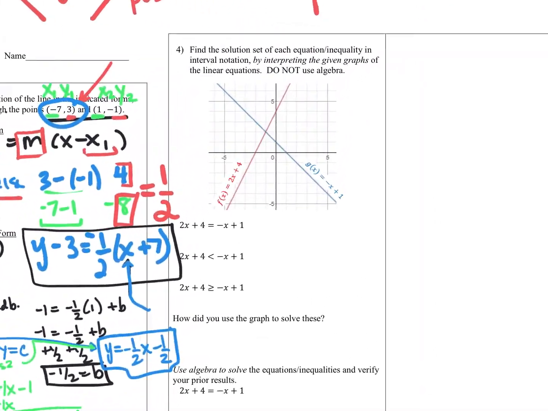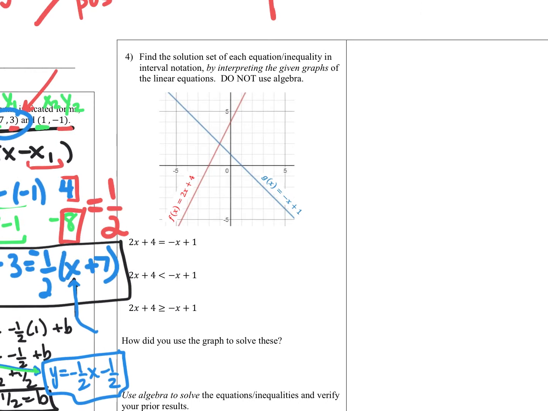All right, and for this last one, it wants us to look graphically at what's going on here. So the first thing that we want to be able to do is say, when are these two equations equal? Well, they're equal right at their point of intersection, which happens when x is equal to 1. Now the next thing it wants us to do is figure out where our graph 2x plus 4 is less than the negative x plus 1.